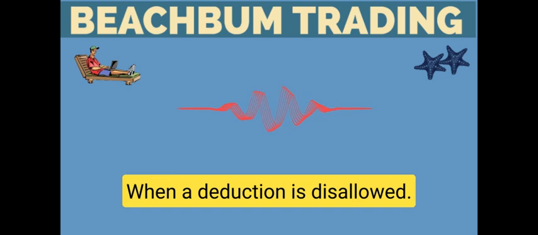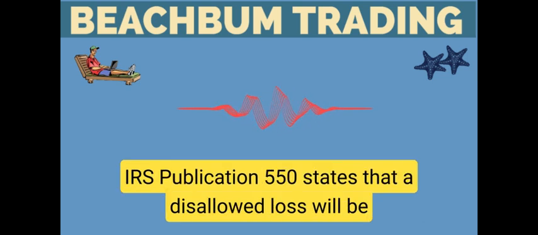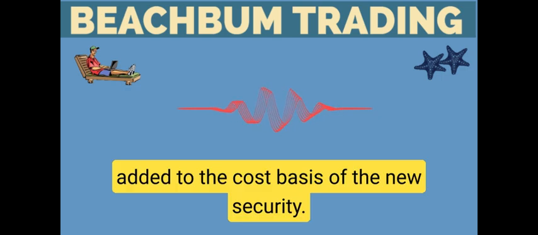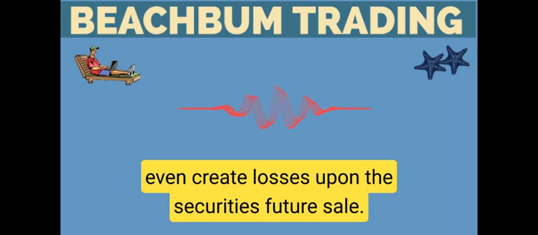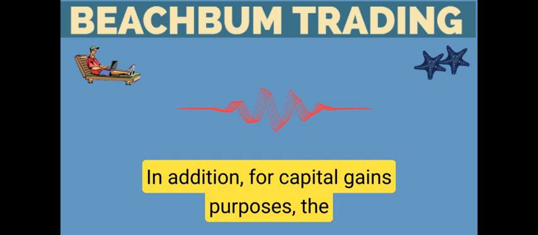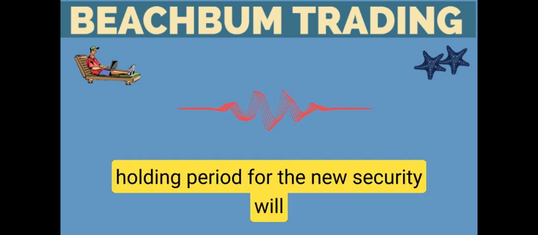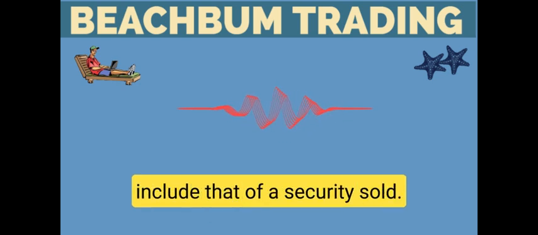When a deduction is disallowed, IRS Publication 550 states that a disallowed loss will be added to the cost basis of the new security. This will essentially offset gains later and may even create losses upon the security's future sale. In addition, for capital gains purposes, the holding period for the new security will include that of the security sold.